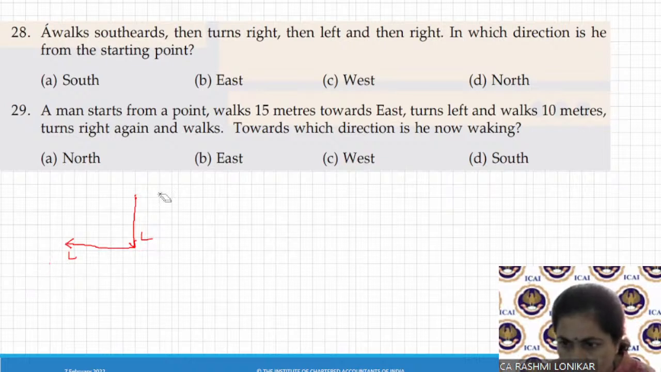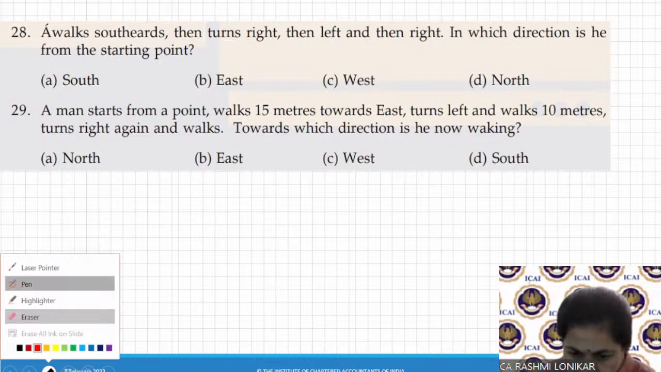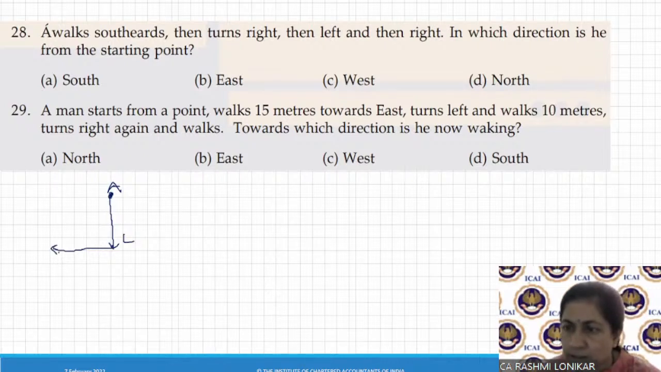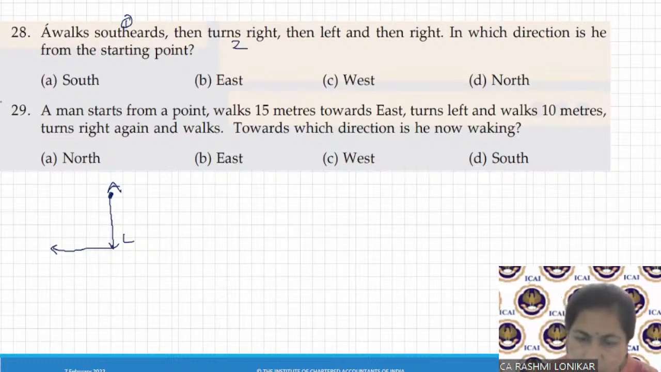A walks southwards. Okay, so here you have A. He walks southwards. When he's walking southward, this is his left and this is his right. He turns right, then left and then right. So this is the first, southward he has walked. We did that. Then he turns right. We have done that. Then again left.